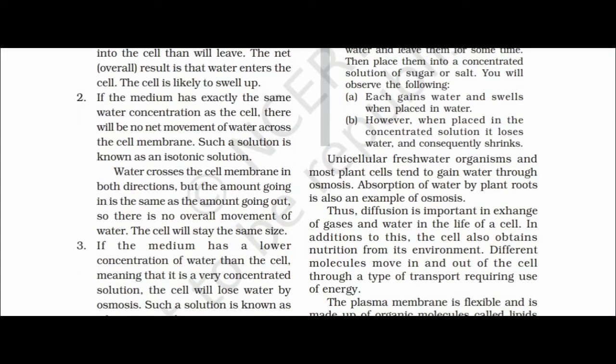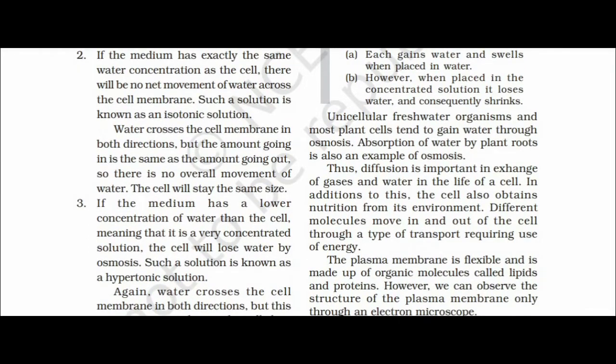Water crosses the cell membrane in both directions, but the amount going in is the same as the amount going out. So there is no overall movement of water. The cell will stay the same size. If the medium has a lower concentration of water than the cell, meaning that it is a very concentrated solution, the cell will lose water by osmosis. Such a solution is known as a hypertonic solution.